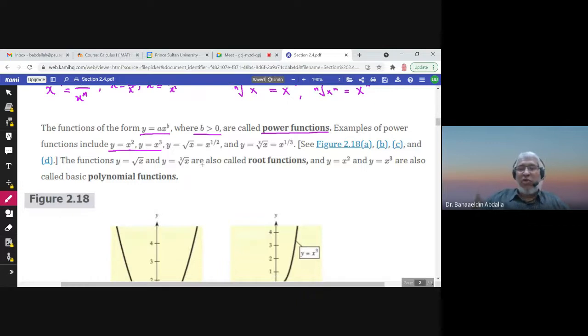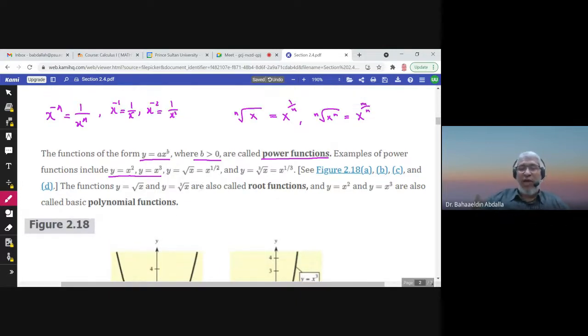So when I say to you x to the power 1 over 2, this is the square root of x. The third root of x would be x to the power 1 over 3. So notice here that the powers are greater than 0 but less than 1: 1 over 2, 1 over 3, 1 over 4, 1 over 5. So these functions, square root, cube root, are also called root functions.